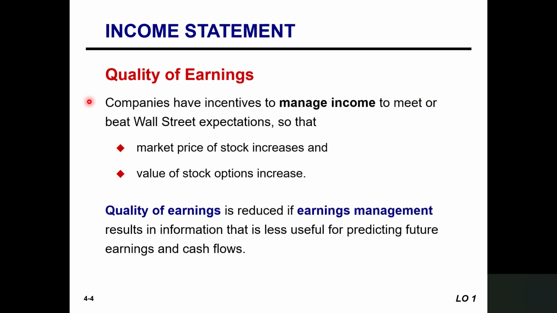The quality of earnings. Companies have incentives to manage income to meet or beat Wall Street expectations so that the market price of stock increases. The value of stock options also increases. And so quality of earnings is reduced if earnings management results in information that is less useful for predicting future earnings and cash flow.